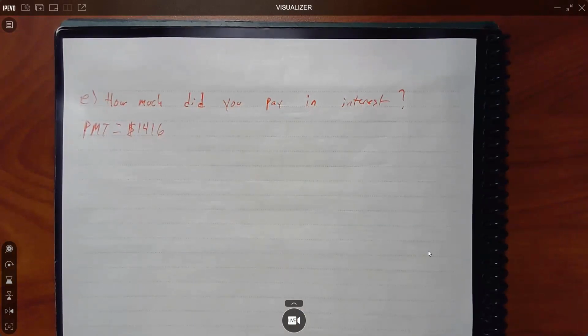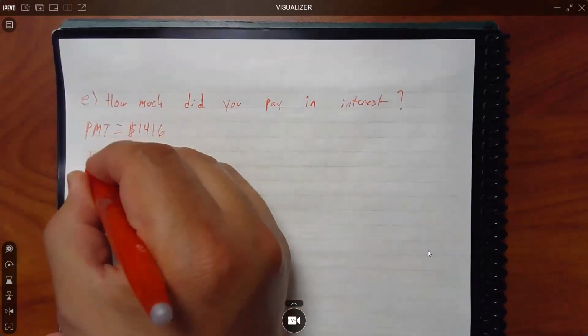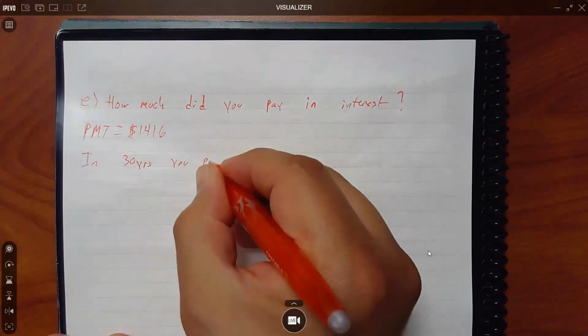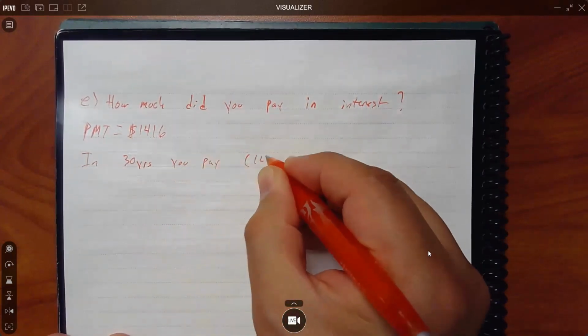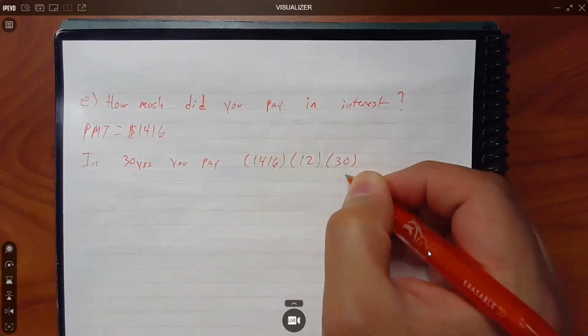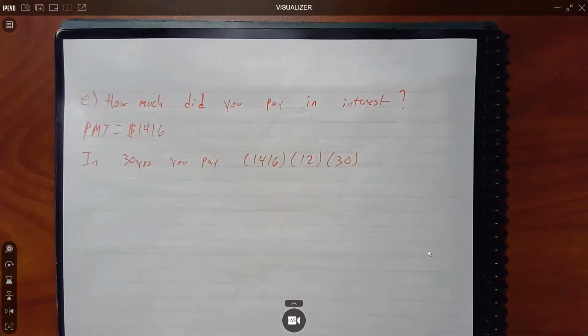Now, I'm going to pay that for 30 years. So how many months would that be? Right? What would you do? So in 30 years, you pay 1,416 times 12 months times 30, right? Or you can find the total months and then multiply. So how much money is that?